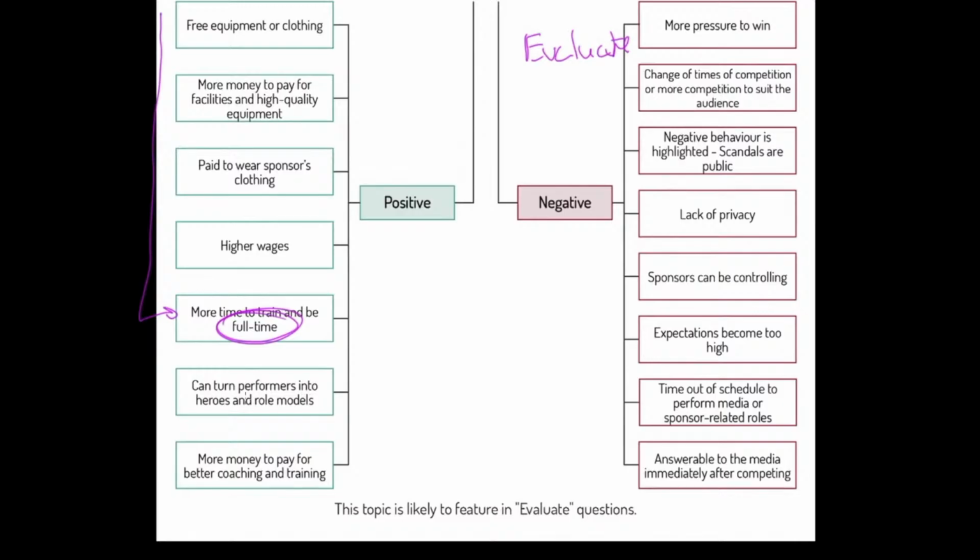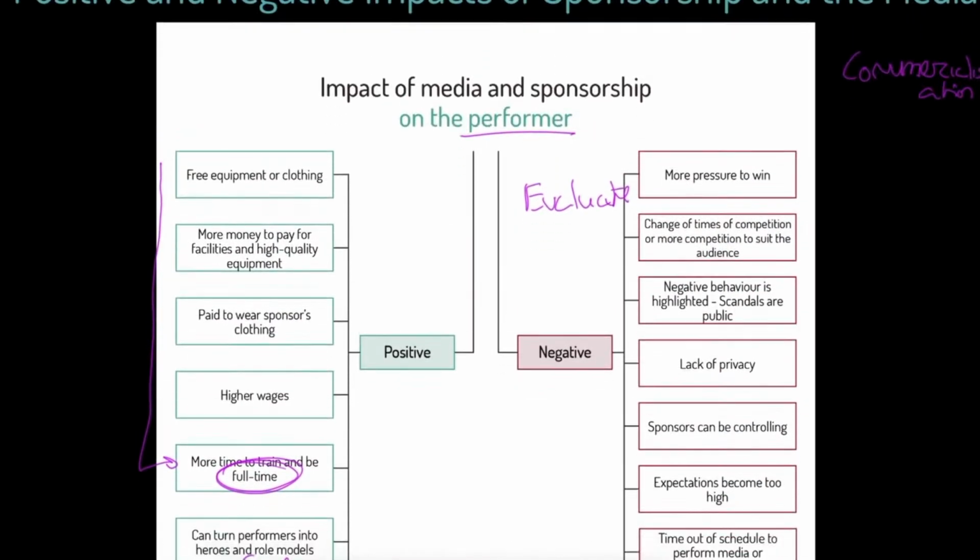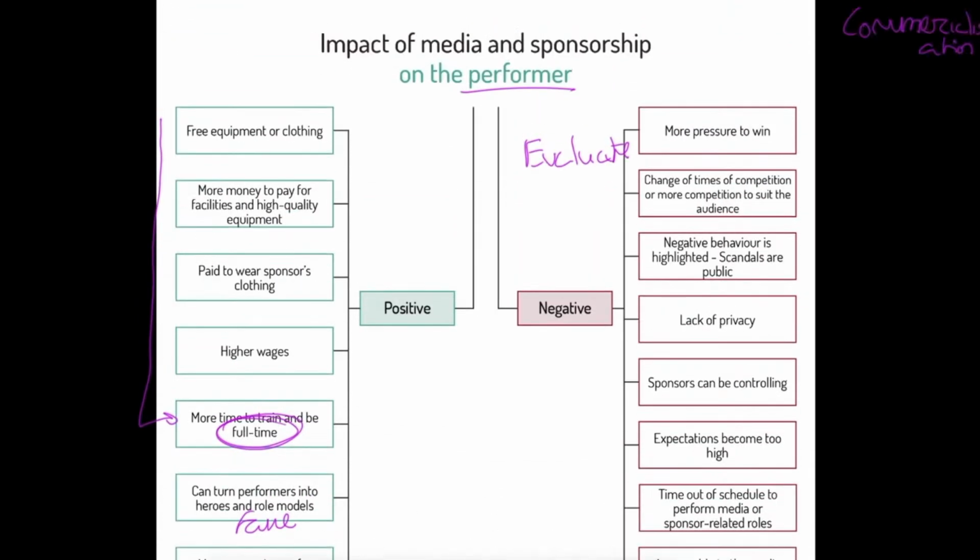They can turn performers into heroes and role models. So we've got this sort of fame here because it's being published by the media, and more money to pay for better coaching and training, which makes us a better performer. So they're all positive. If your sport is commercialized and there's media and sponsorship involvement, that's some pretty good stuff, right?